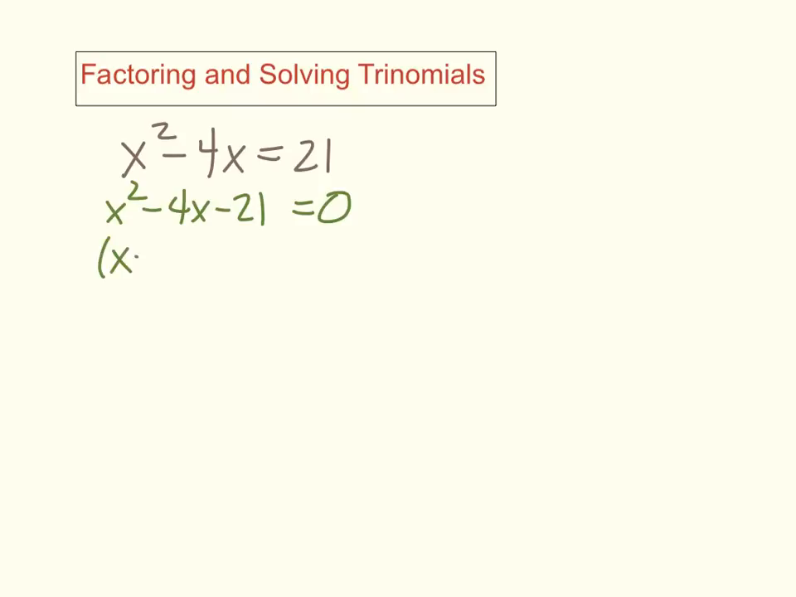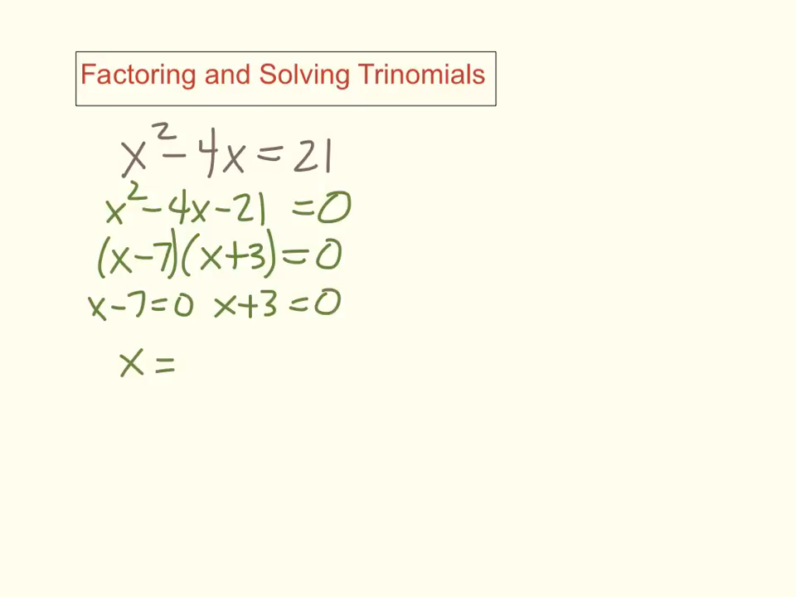Those two magic numbers are negative 7 and positive 3. So that is my factorization, x minus 7 times x plus 3, which means either x minus 7 equals 0 or x plus 3 equals 0, which means that either x is equal to 7 or negative 3.